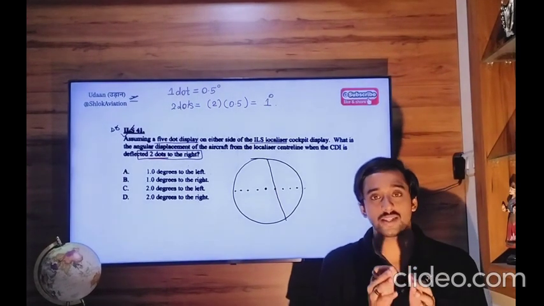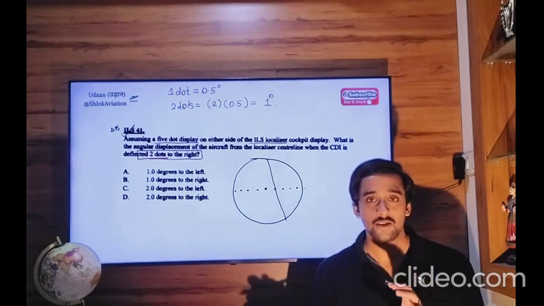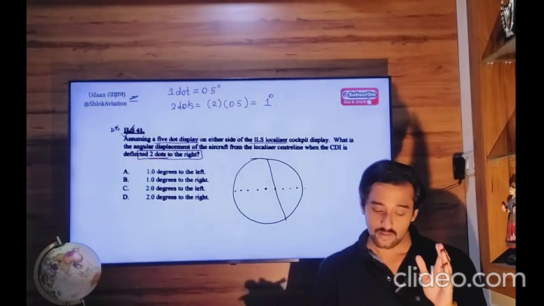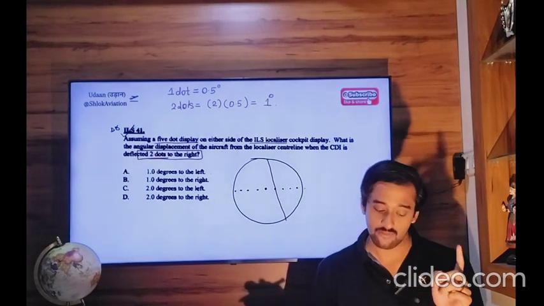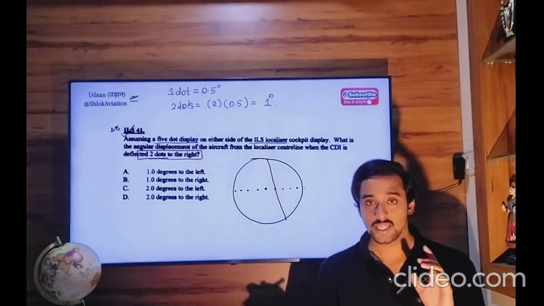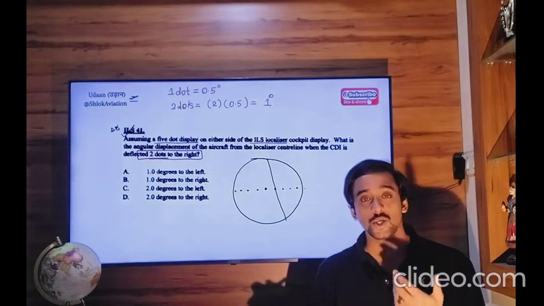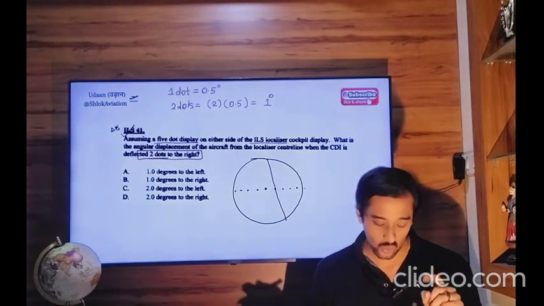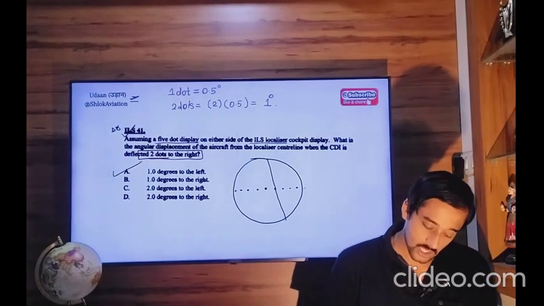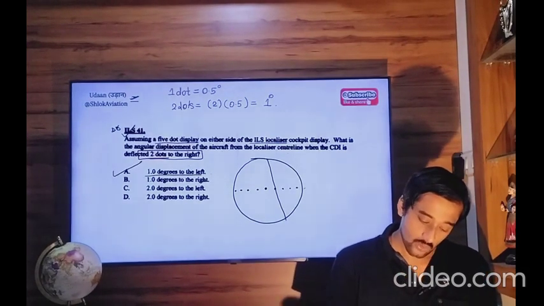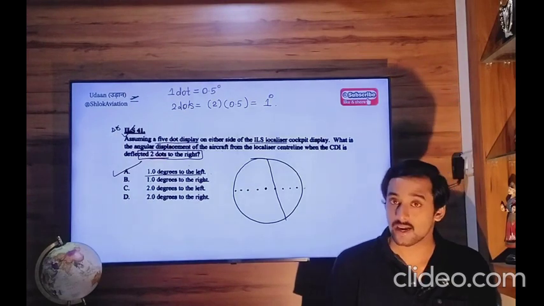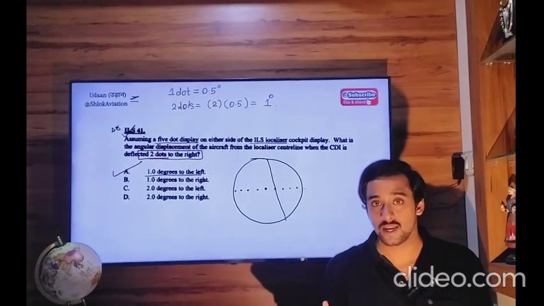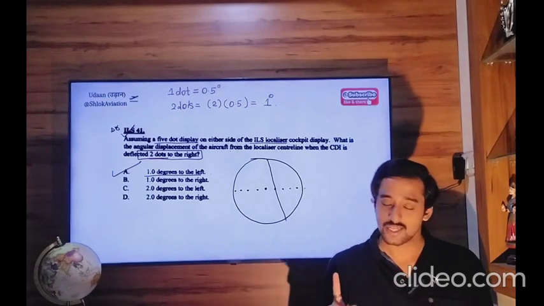That means your aircraft has deviated from the center line of this localizer by 1 degree to the left-hand side. If the CDI needle is telling you to fly right, that means your aircraft has deviated left by 1 degree. So the correct answer is option A, 1 degree to the left. The aircraft has been angularly displaced by 1 degree to the left-hand side.